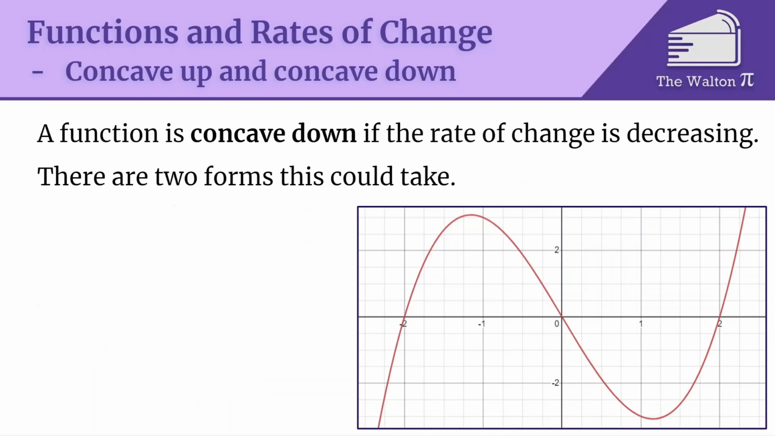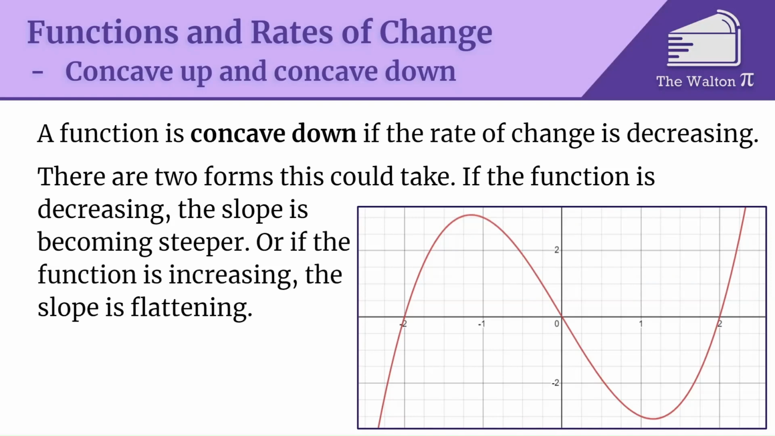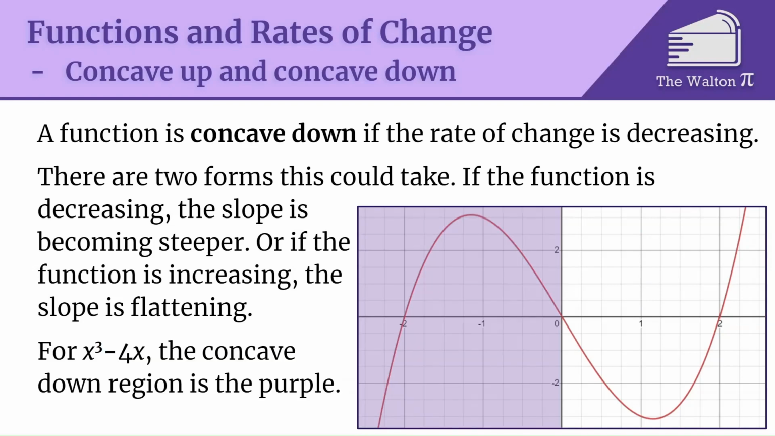Now a function is concave down if the rate of change is decreasing. So if the function is decreasing, the slope is becoming steeper, and if the function is increasing, the slope is flattening. It's increasing less and less. So here, for x cubed minus 4x, the concave down region is in the purple. Here, it is increasing, but it is increasing less and less and less, and here it's decreasing, but it's decreasing more and more and more. That's what it means for something to be concave down.